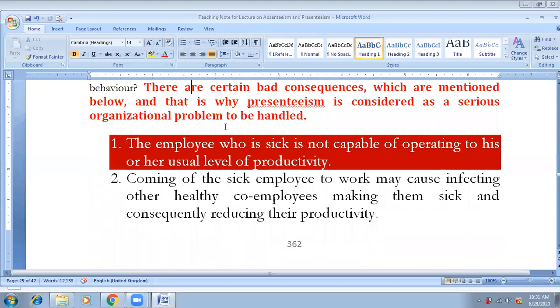Consequence one, which is bad: the employee who is sick is not capable of operating at his or her usual level of productivity, because of sickness. I also have experienced that. Irrespective of our illness, there were certain days when we went to universities and delivered lectures. But the right productivity did not happen. Because of experience we could manage, but the expected productivity did not occur. Then the coming of the sick employee to work may cause infecting other healthy employees. Now that is more serious. In the case of corona, you can understand the cost of infecting.